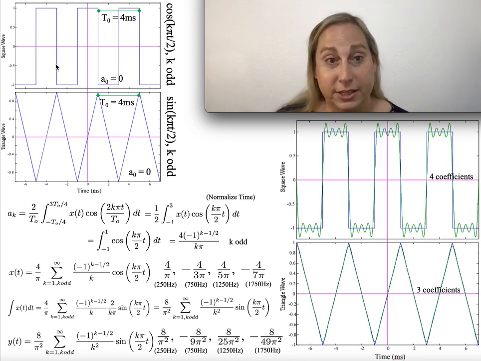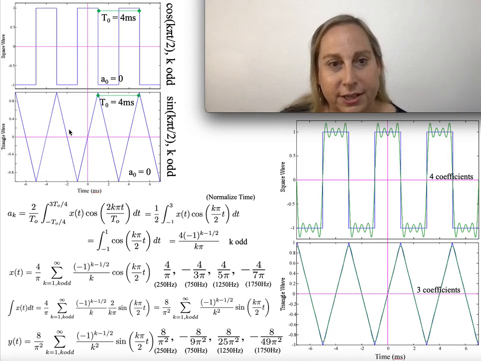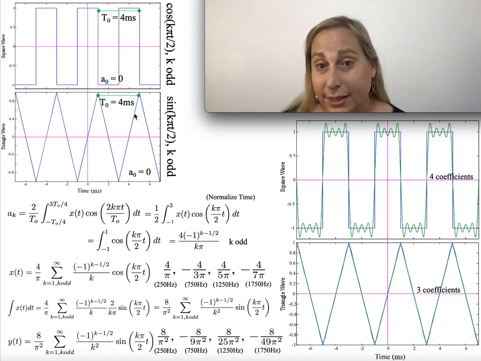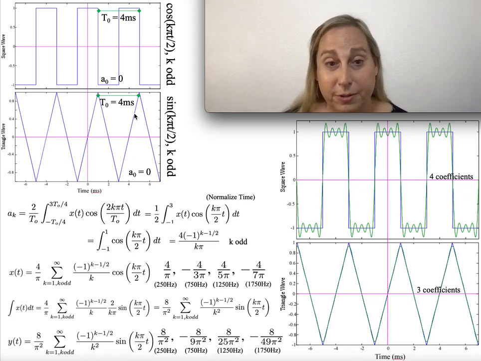One is basically a square wave. This is going to be a period of 4 milliseconds, and a triangle wave where I have a period of, again, 4 milliseconds. What's really nice with both of these is that they're centered around 0, so I'm guaranteeing that in the Fourier series coefficients, the DC point, the A0 term, is 0 because I'm centered around 0.